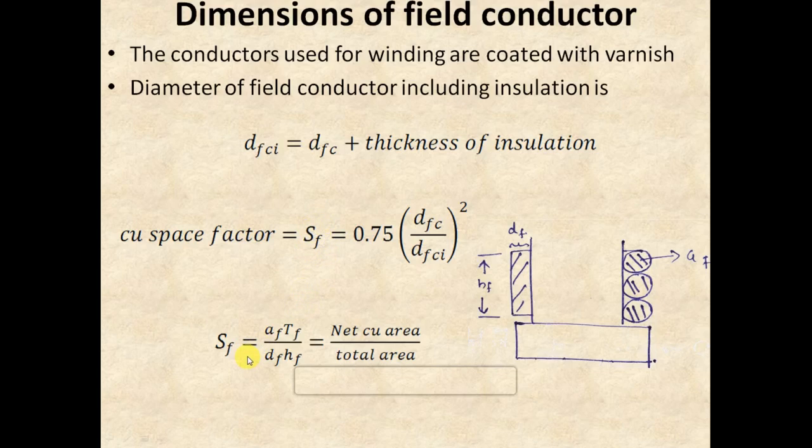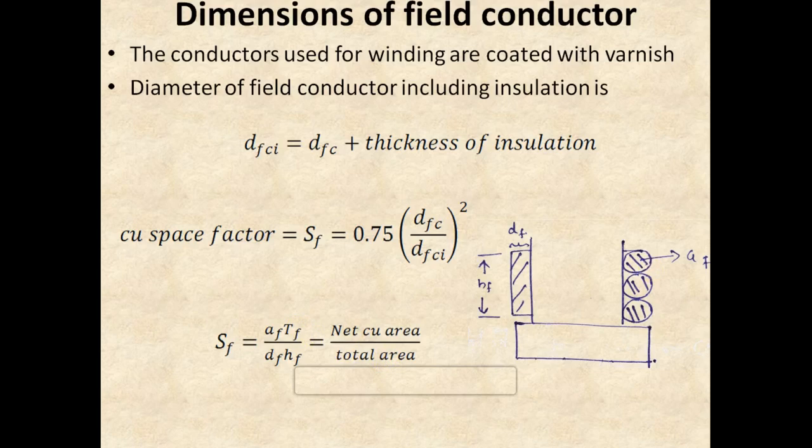It can also be found out by using another relation, that is the net copper area divided by the total copper area. If we know the cross-sectional area of this field conductor, and if we know the total number of turns which are present in this field coil, then definitely we can easily find the net copper area by multiplying AF with TF.